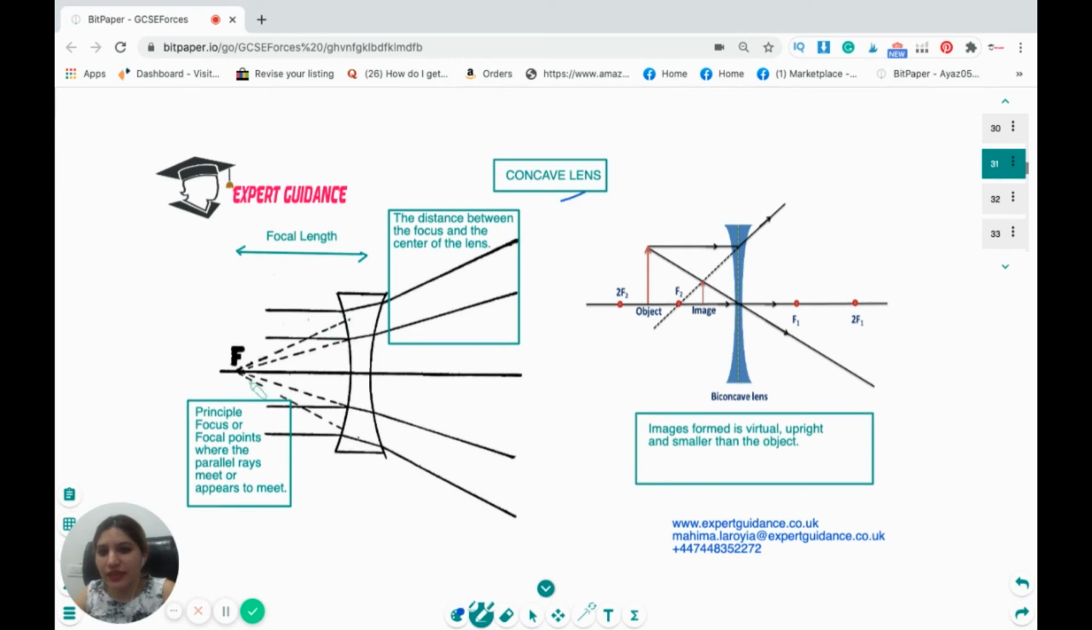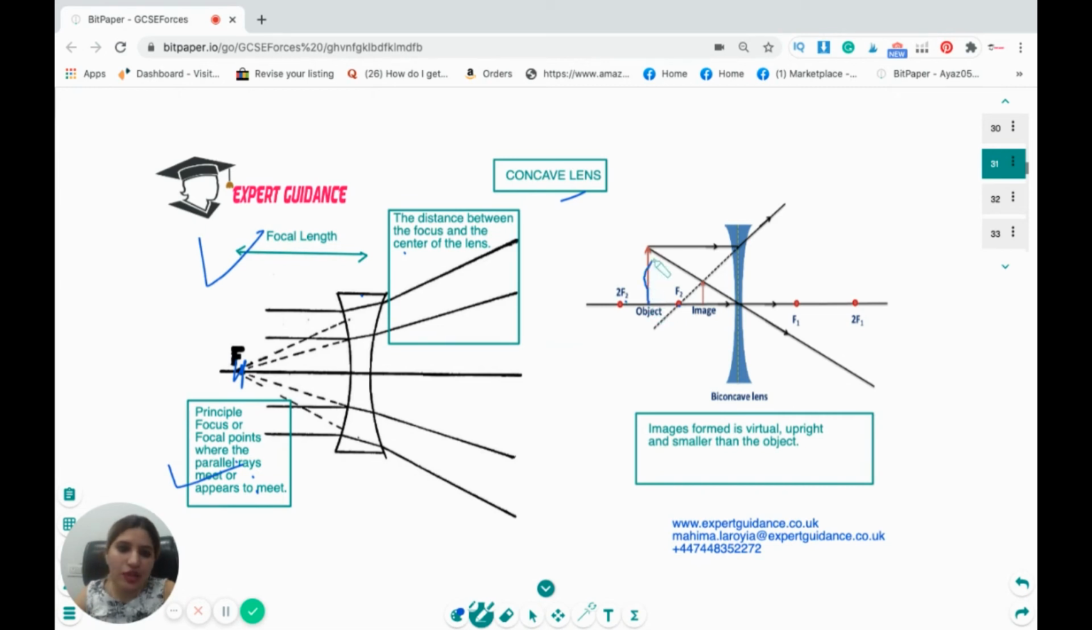Now, for the concave lens, you need to remember some of the points. A principal focus, or the focus, is the point where the parallel rays meet or appear to meet. And the distance between the center of the lens and the focus is known as a focal length. Now, this is my lens. This is my focus. This is the double focus.